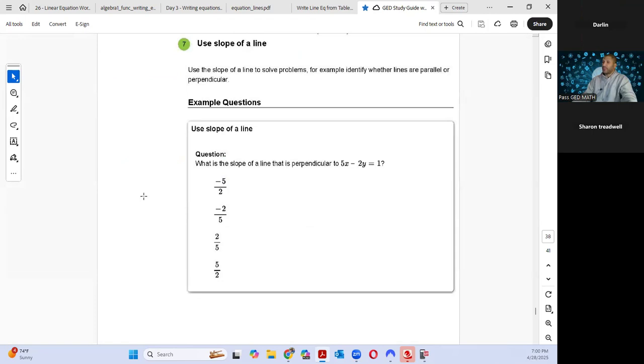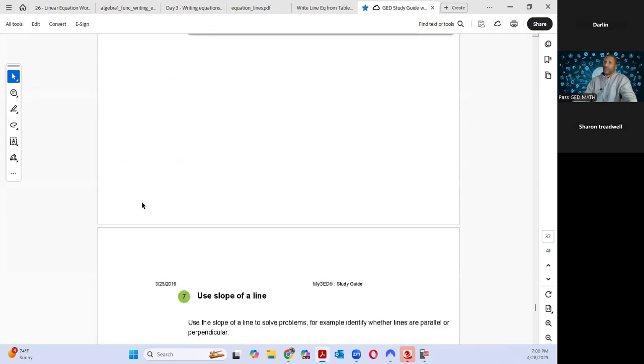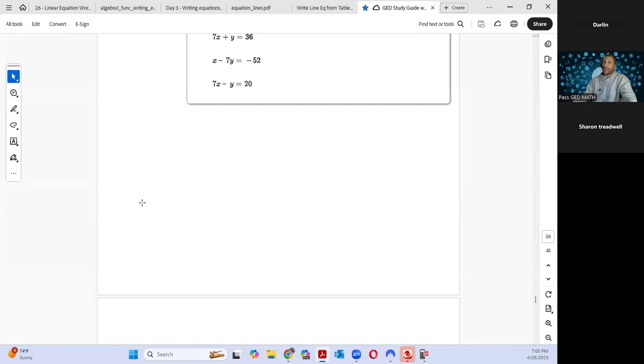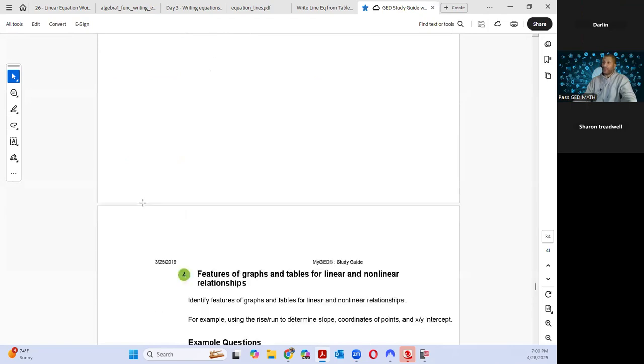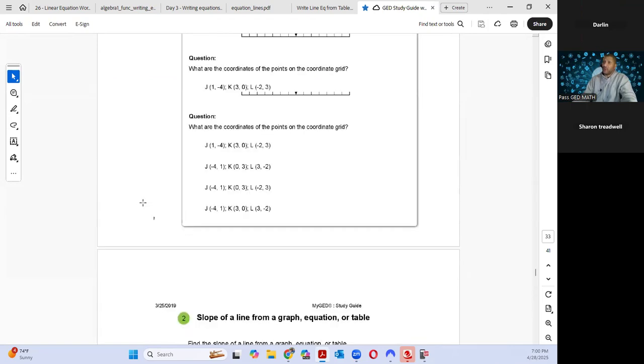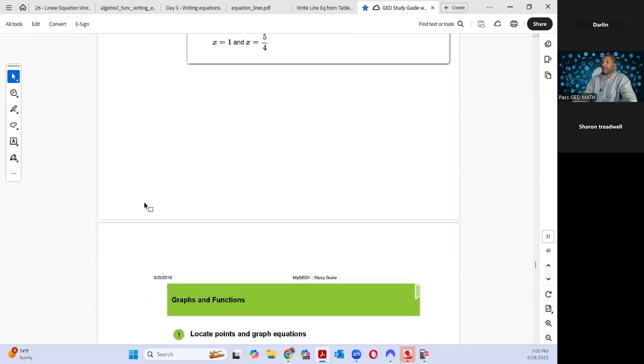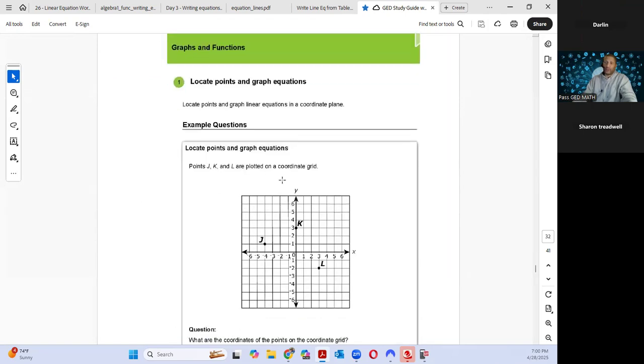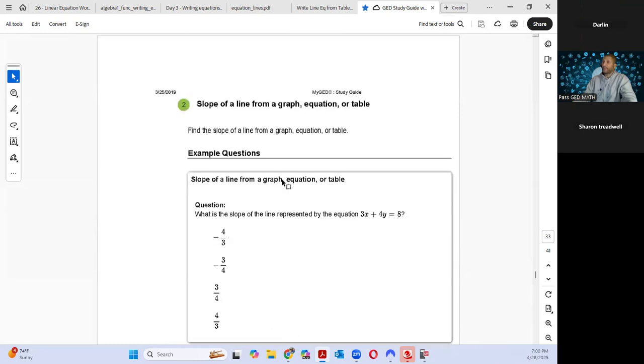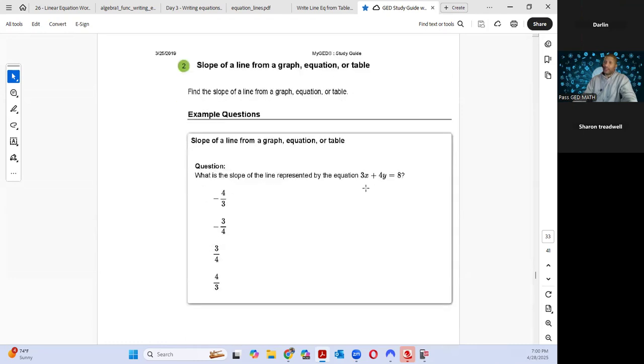So again, even if you look at this GED study guide, let's just look at it and see how many linear equations there are, because I need you to really understand how important it is. So right here, locate points on the coordinate plane. That's one. Find the slope of the line in standard form. That's two.